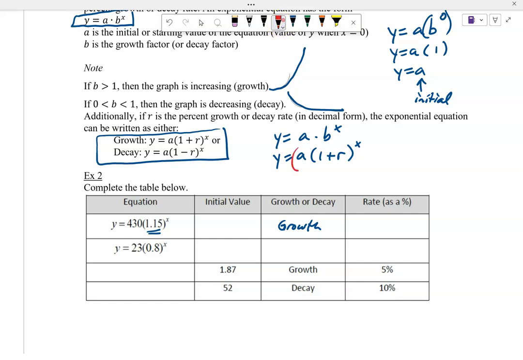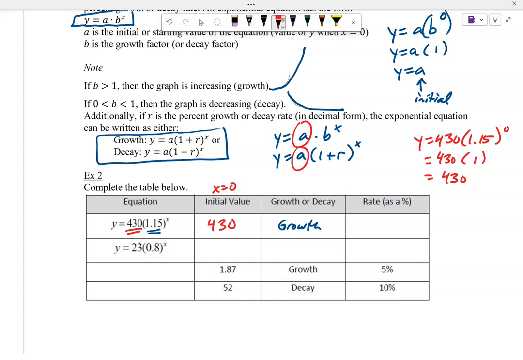So my initial value is the A in front. You see the 430? So that's my initial value. In other words, if X is 0, it'll spit out 430, because anything to the 0 power is 1. 430 times 1.15 to the 0, anything to the 0 is 1. That's why that number in front is our initial value, right? So 430 is our initial value. This is a growth because it's 1.15. It's not a value less than 1. It's a value bigger than 1.